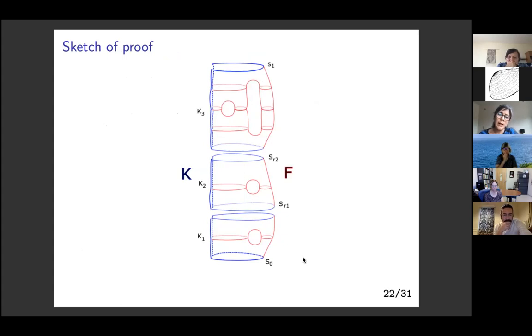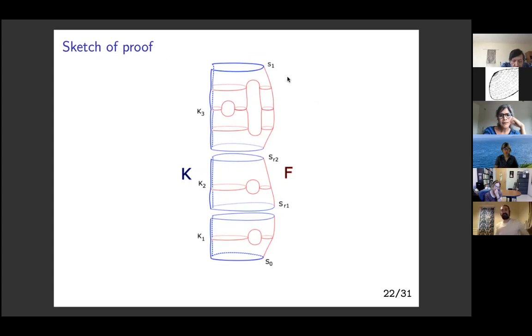So the collection of slopes refers to these curves that appear between each two consecutive levels, where you just see arcs of intersections of the cipher surface with these torus regions. So this is basically a very sketchy idea of the proof.